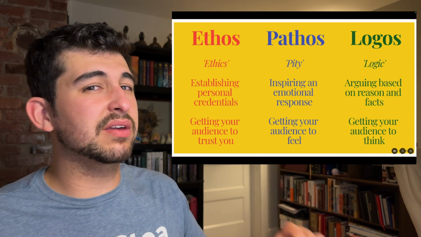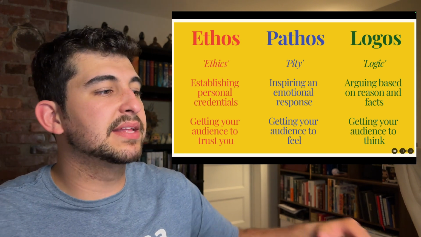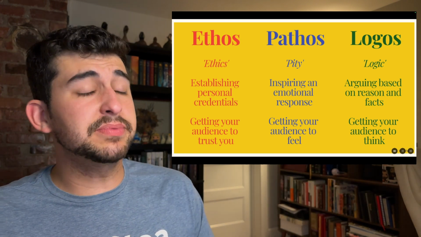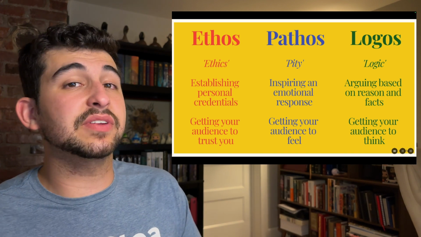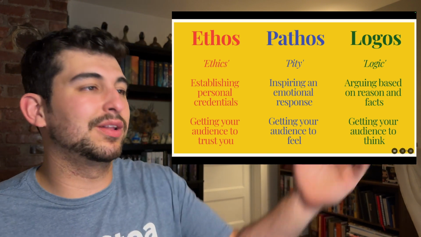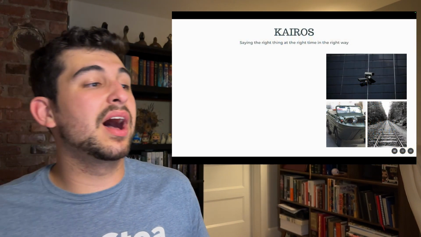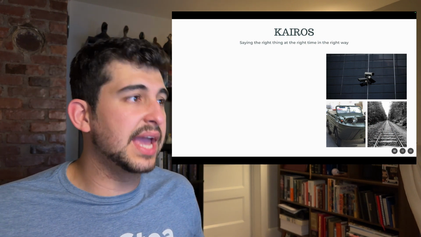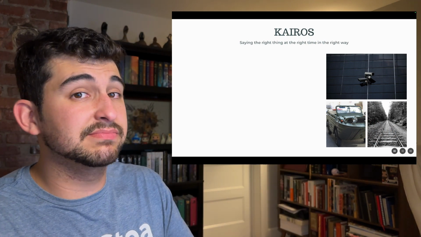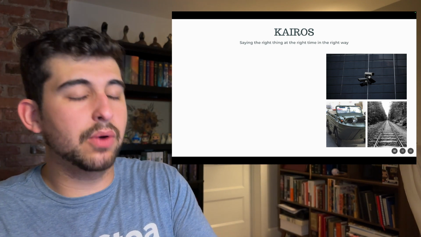But this is not where the video ends, because there's one more thing that we have to talk about, and it's something that is generally grouped together with these three things, but is often left behind because everything looks better with threes. That's why all of my subpoints have been in threes. And that's the idea of kairos. In this case, it means saying the right thing at the right time in the right way. Let's unpack what I mean by this.